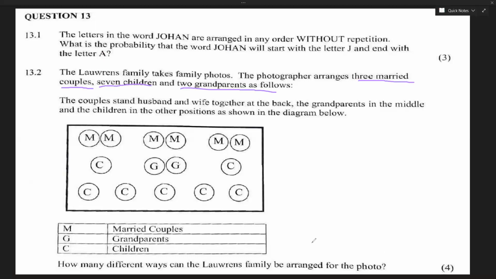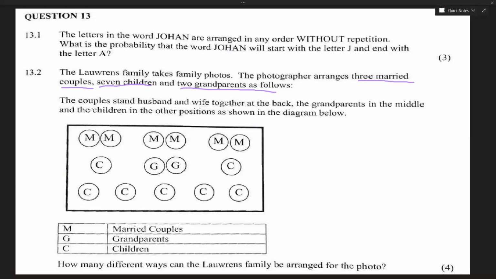Okay, so guys, this question, because we have 3 different groups of people, we have married couples, we have grandparents, we have children, I'm going to do this question separately. So we're going to do the arrangement of married couples, arrangement of grandparents, and children separately, and then add the answers together at the end.